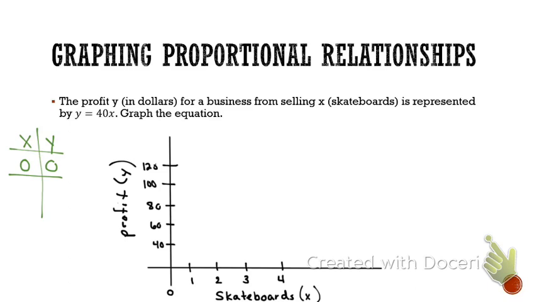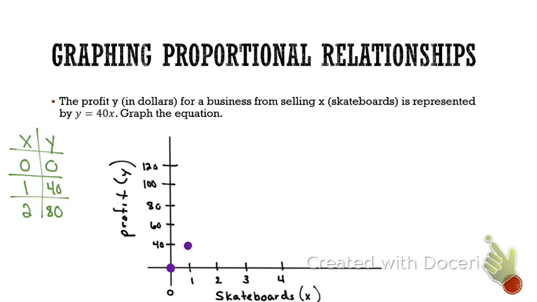So what happens if I sell 1 skateboard and I plug in 1 for X? Make $40. What happens if I plug in 2 for X and I sell 2 skateboards? Make $80. Okay, so now all you have to do is just put that on the graph. And remember, guys, if it's a proportional relationship, it's gonna pass through 0. That logically makes sense. You don't sell anything, you don't make any money.